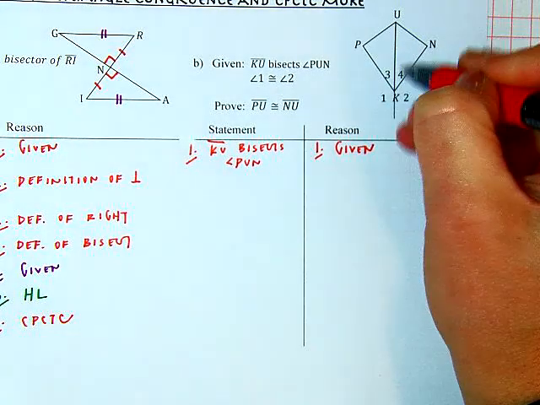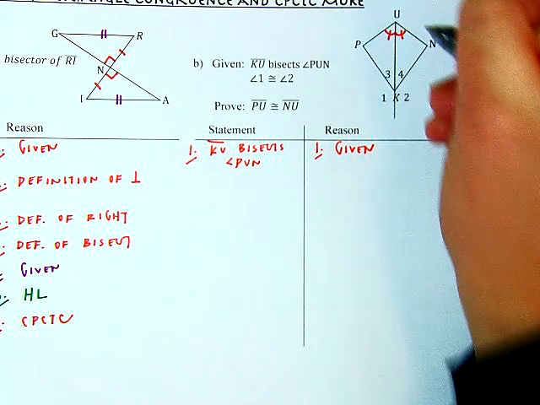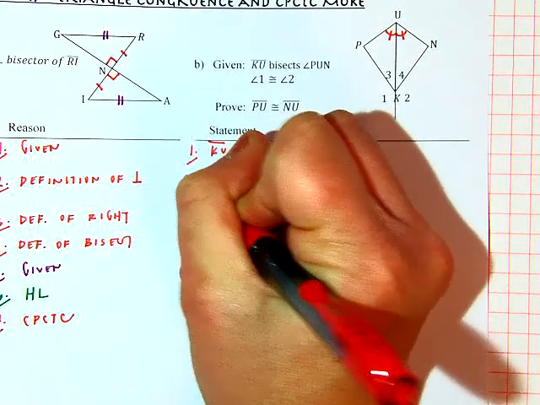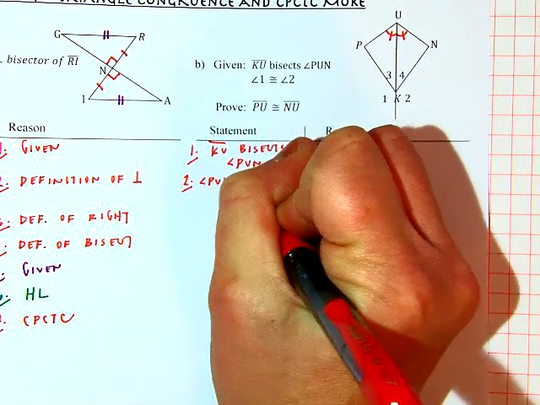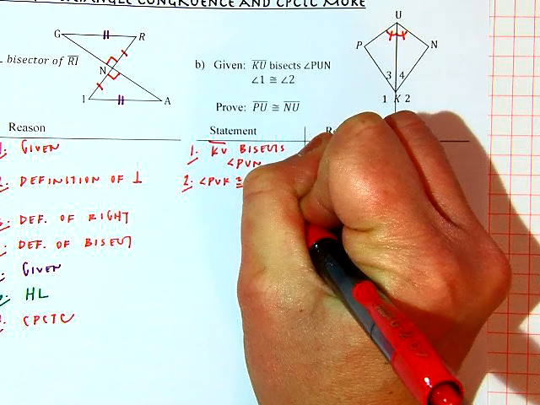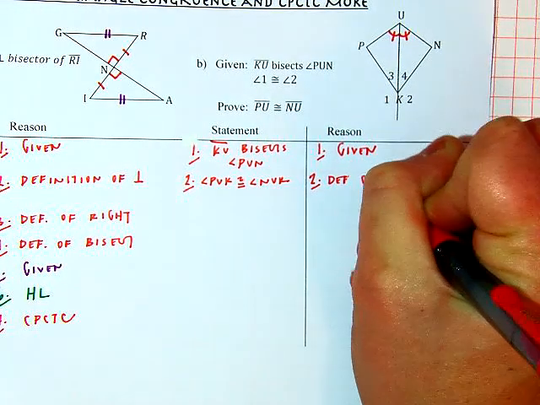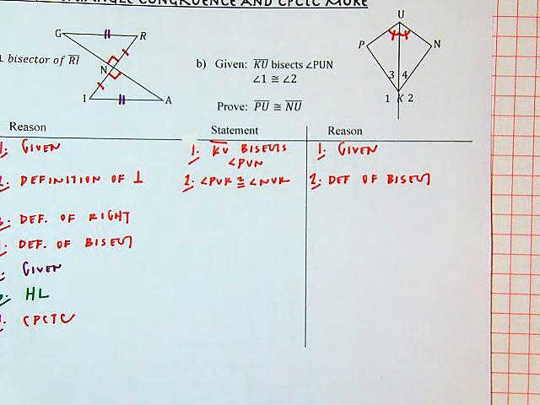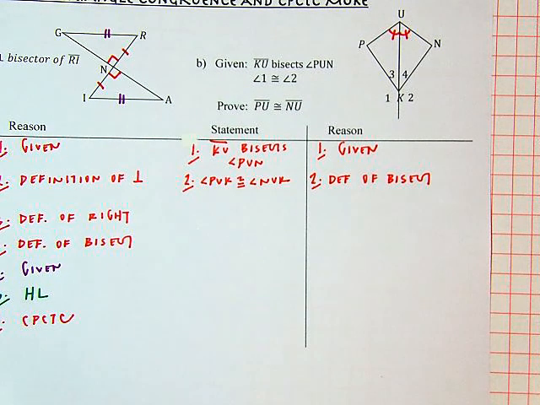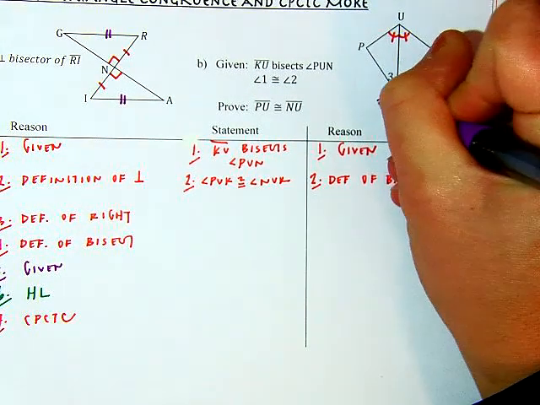This segment here bisects this angle. So that means that this angle is split into two congruent parts. So I can say that angle PUK is congruent to NUK. That's what it means to bisect. Definition of bisect: if we bisect an angle, we split it into two congruent parts. All right, that given is a dead end now, so I'm going to pick up my other given, that angle 1 and 2 are congruent. So here and here.